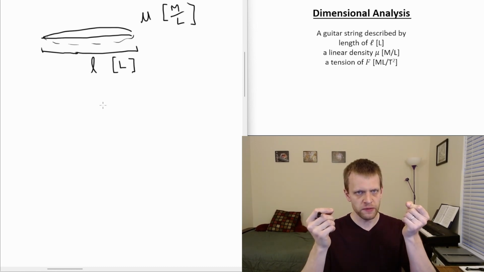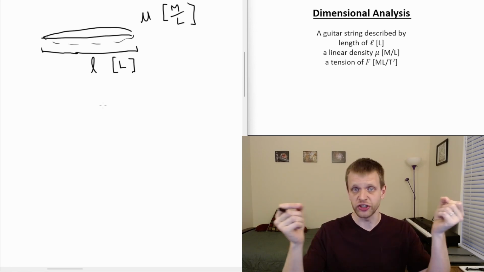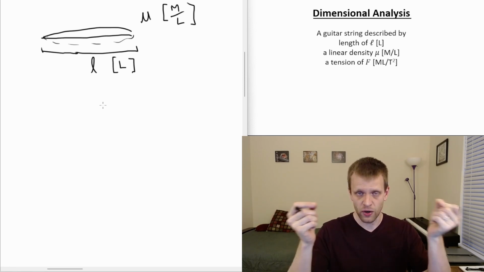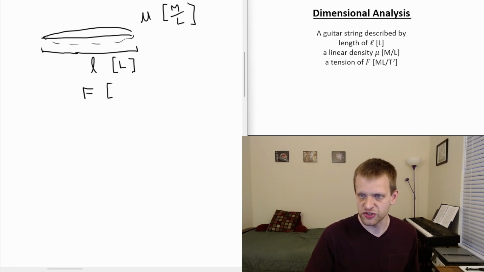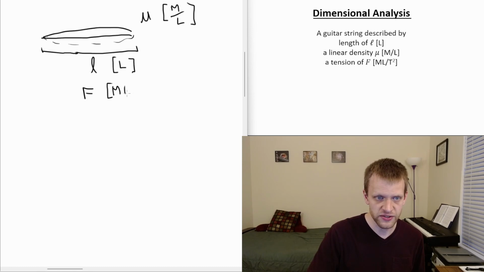And it might also be important as to what is the tension in this string. How tightly bound is that string? So that force of tension, we talked about this in the previous video. The units of force are mass times length divided by time squared. So mass times length divided by time squared.